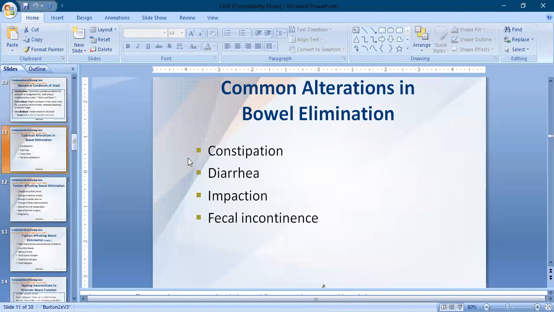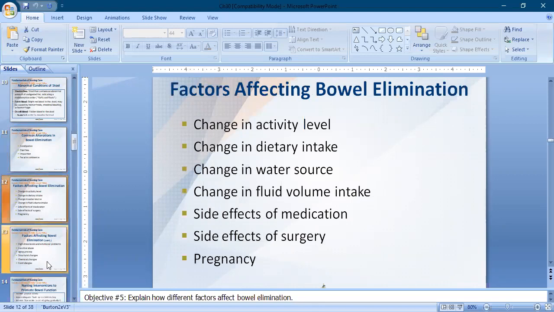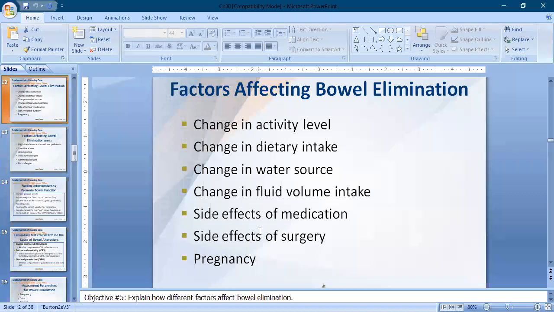Go next. Here are common alterations of bowel elimination, like constipation. This is abnormal, right? Constipation, or diarrhea, where too much loose water is stored. Or sometimes the stool is too tight or too hard, called impacted stool, or fecal incontinence. All are abnormal. The patient does not know how to control it. Fecal incontinence.